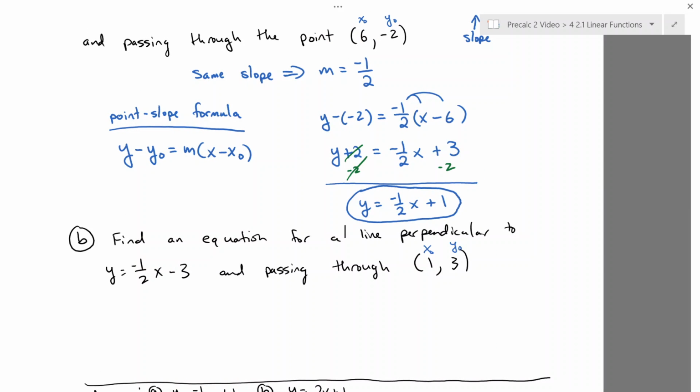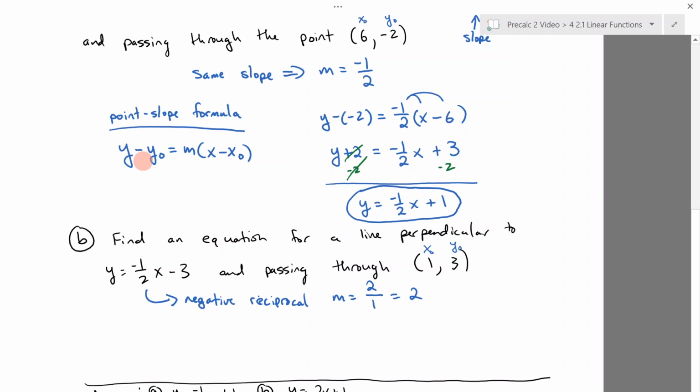Continuing to part B, we want to do something similar, except now the line is perpendicular. The original slope is -1/2, so what I need is the negative reciprocal, which means I take the opposite sign. The original is negative, so the new is positive, and I have to flip it upside down. So the 2 goes in the numerator, 1 goes in the denominator. So here the slope is just 2.